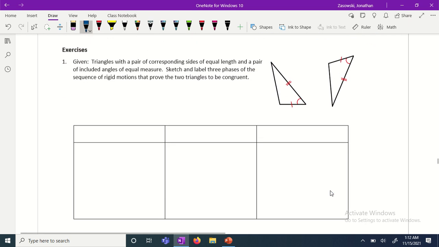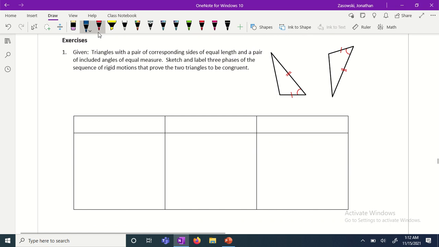All right, so let's take a look at the first exercise here. Given the pair of corresponding sides equal in length, a pair of included angles of equal measure. So included means that if my two sides are given as equal here, the included angle is always the angle that connects these two sides together. These two sides create the angle. Sketch and label the three phases of the sequence of rigid motion that prove the two triangles are congruent. So step one, we're going to do the translation.